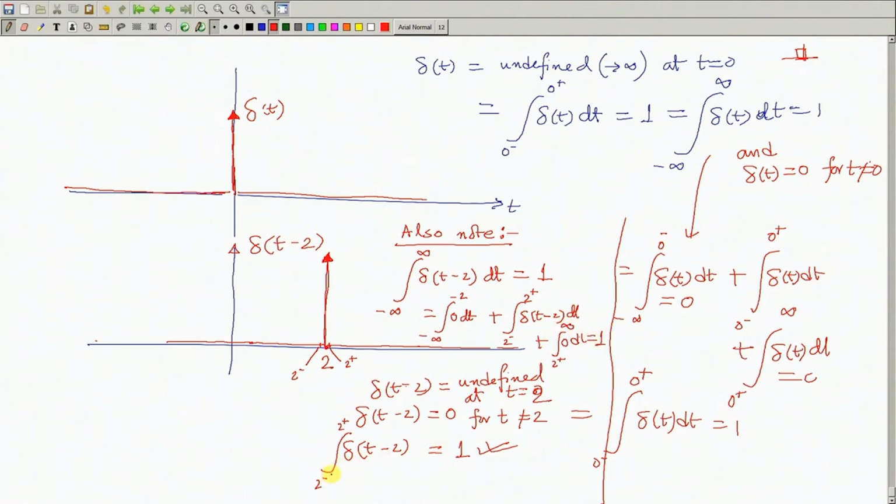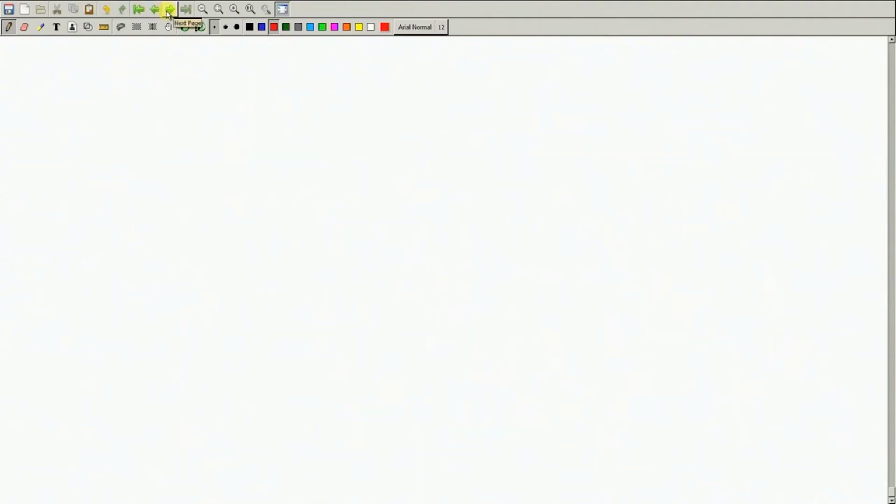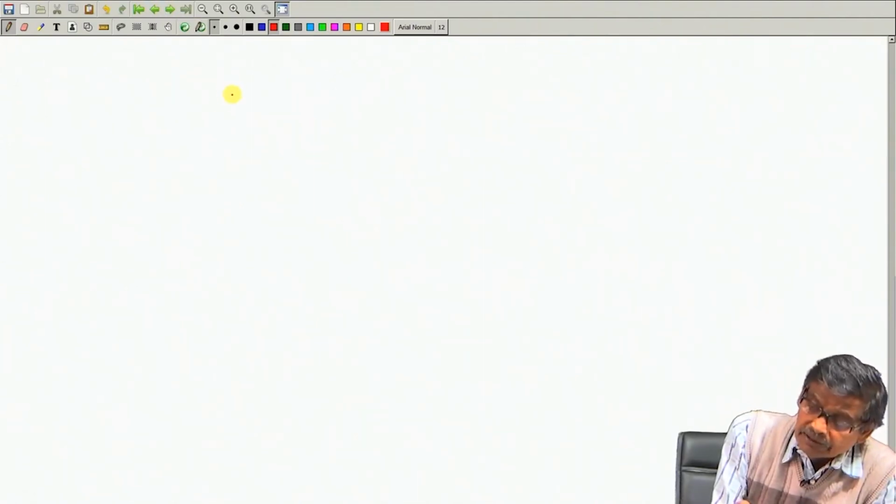So, remember that for any delta function, if you integrate from minus infinity to plus infinity, the area under the curve will be equal to 1, wherever that delta function is sitting. Last comment about the delta function is this: what happens?